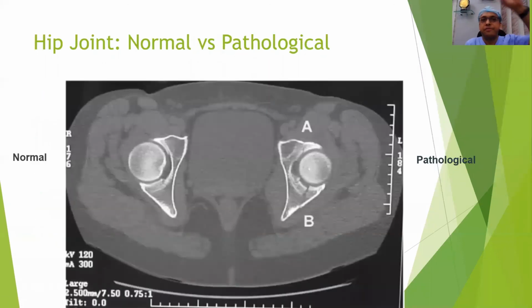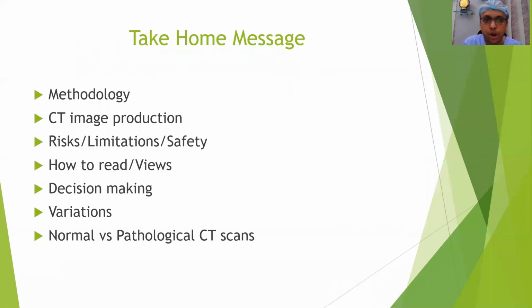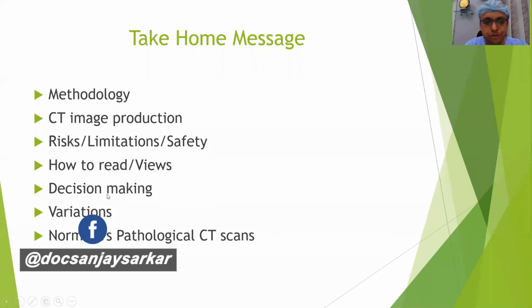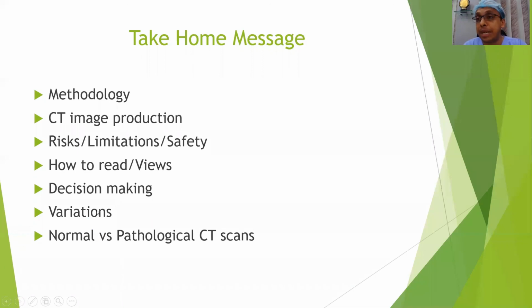All right. So from the hip joint, that's where we end. We discussed cervical and lumbar spine. We discussed the shoulder joint. We discussed the hip joint. And initially we discussed normal and pathological knee joint. So the take home message is obviously a little bit about methodology, how the CT scan image is produced, what the risks are, how you can read it. This is very, very important. What are the views and how you can read them? When do you decide? Probably this is not related much to you. Variations, this is important. Contrast medium or enhanced CT scans is what you probably need to know, and normal versus pathological CT scans. Okay. So this is where I will be ending my talk today.